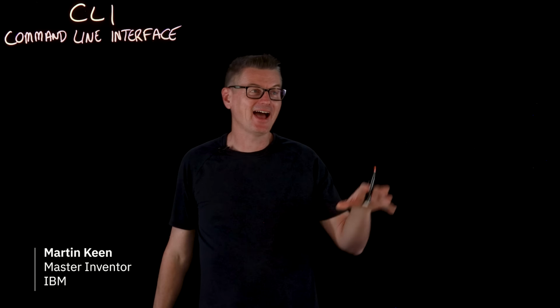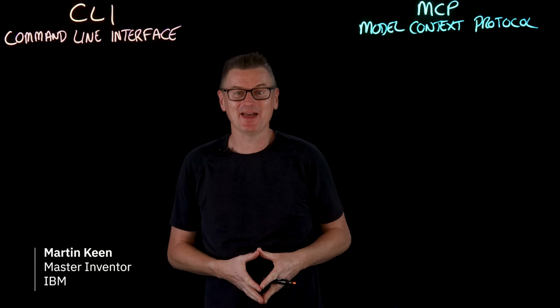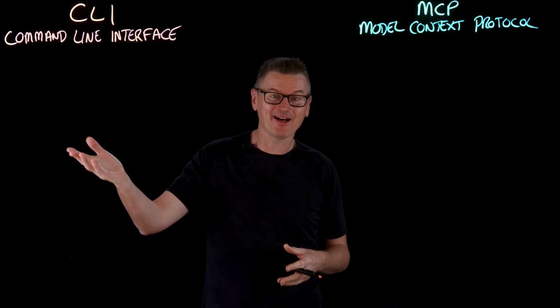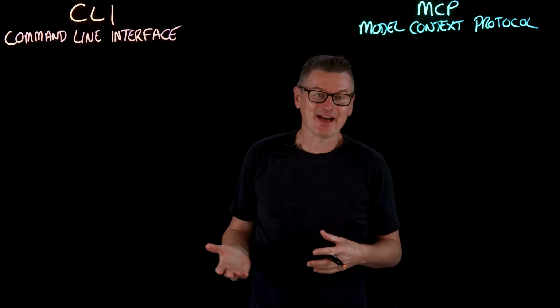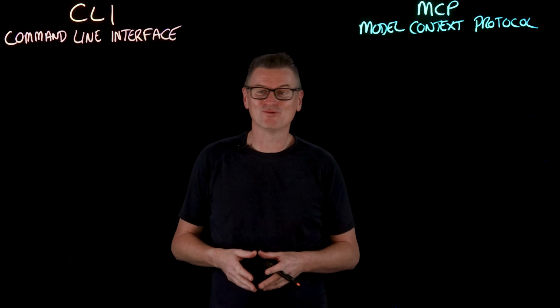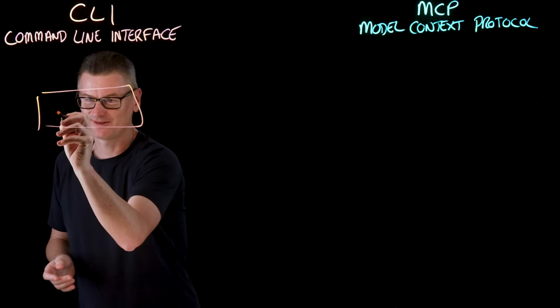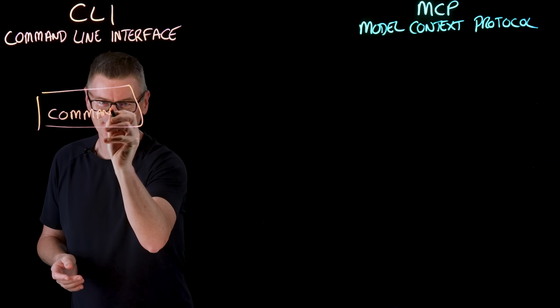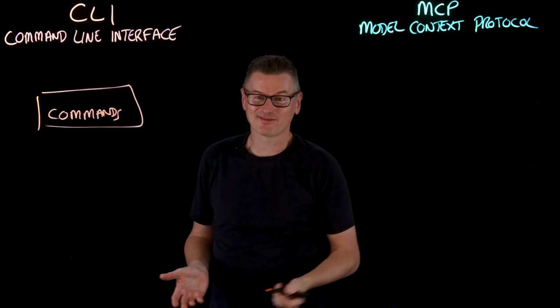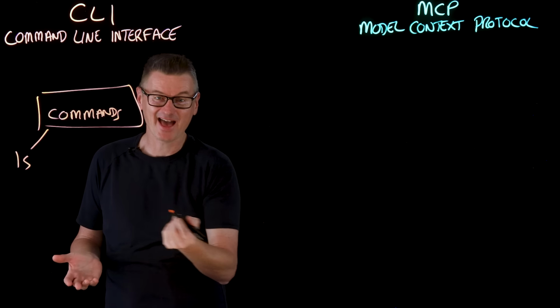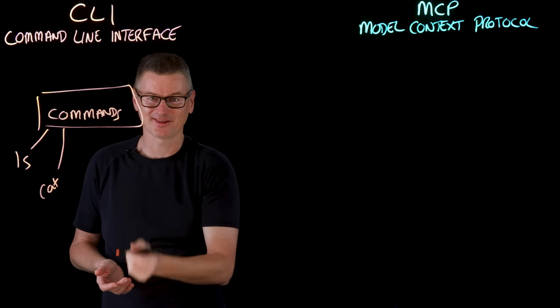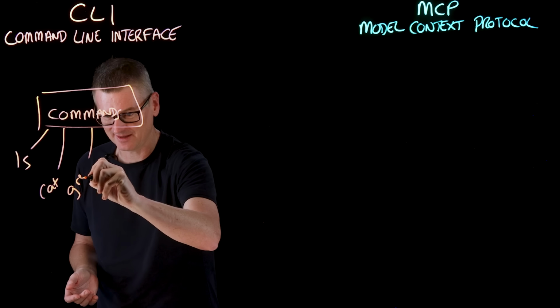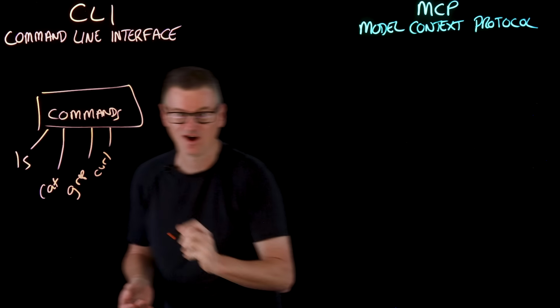Both CLI and MCP are ways for AI agents to interact with the outside world. Now, CLI, command line interface, is when an agent uses the CLI to run commands. It runs just regular terminal commands. What commands? Well, commands like ls, cat, grep, and let's say curl. These are the commands it can run, and they are the exact same commands a developer would type into a command terminal.